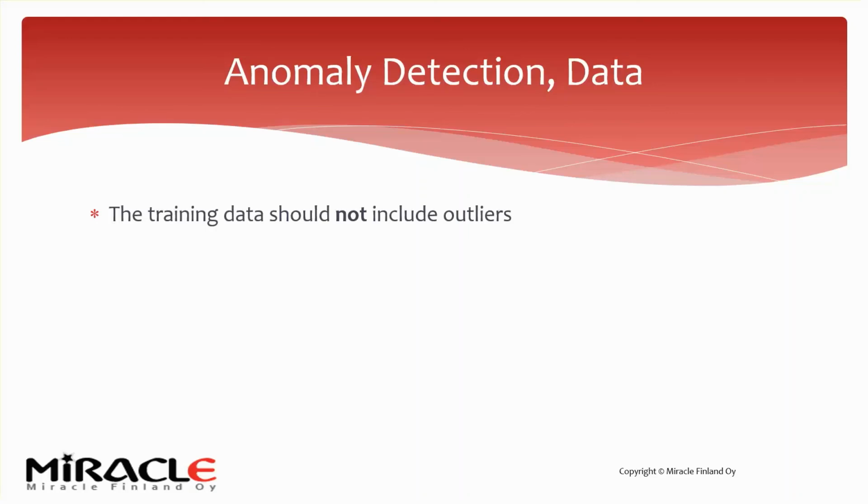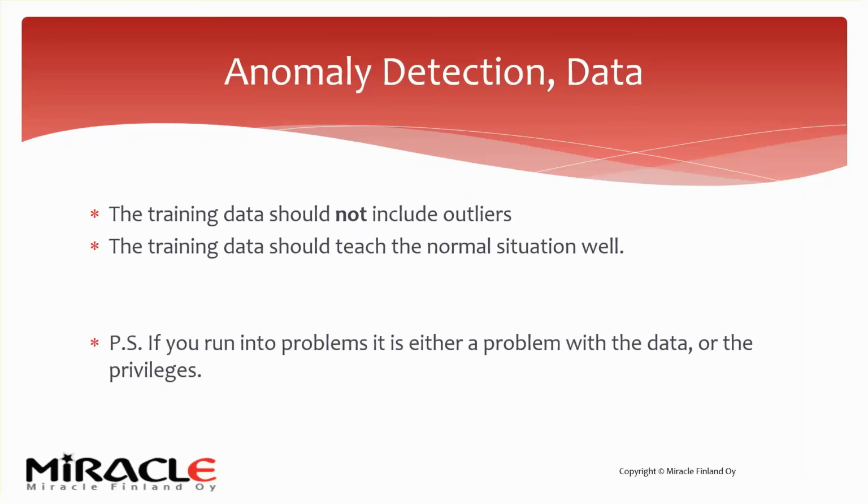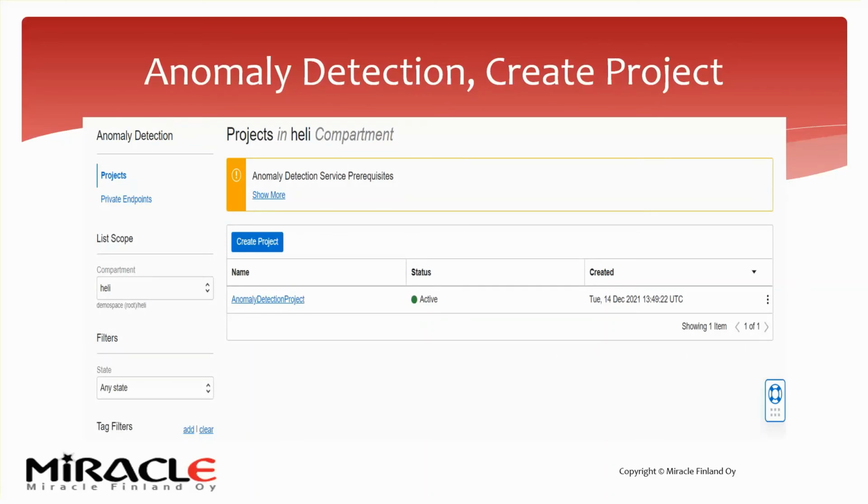So first of all, the data. The training data should not include outliers because we use this data to train the normal situation. The training data should teach how the normal works, and it should teach it as well as possible. If you run into problems, it is either a problem with the data or the privileges. This is what I have learned when I've been using this service. So be sure that your data is correct and that you have the correct privileges to be able to use the service. So this is how it looks.